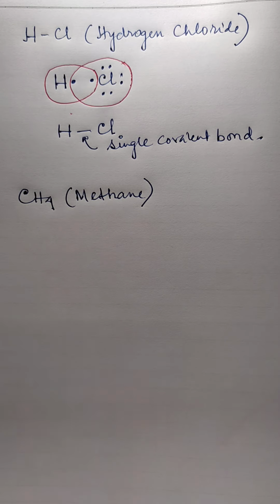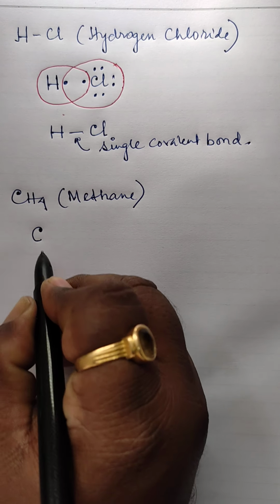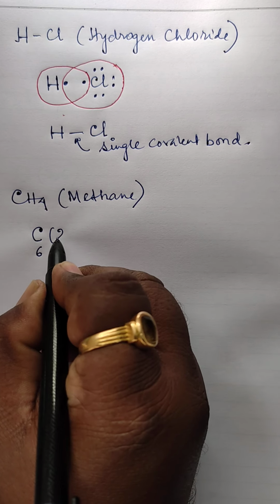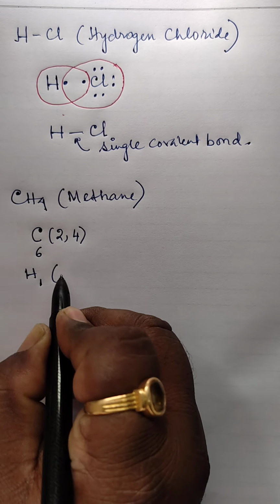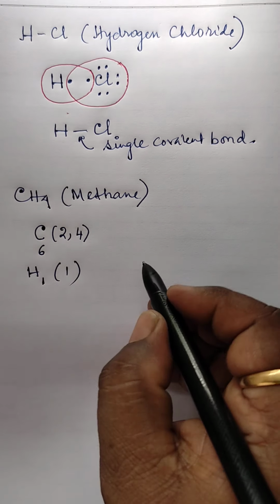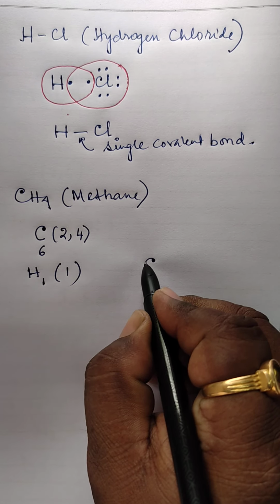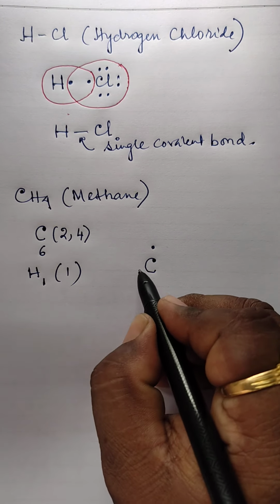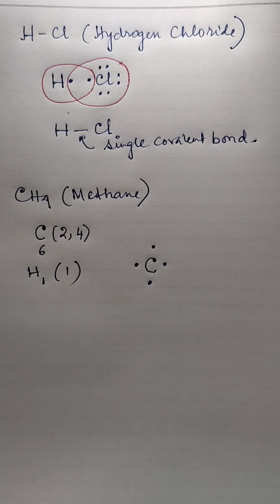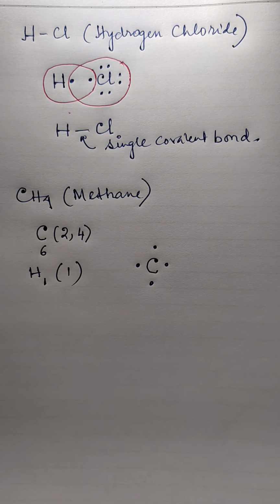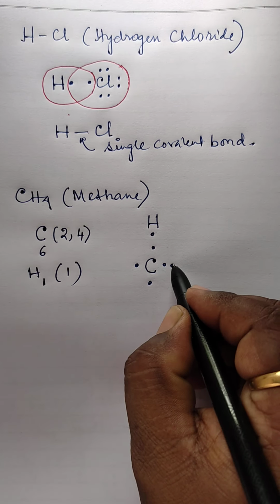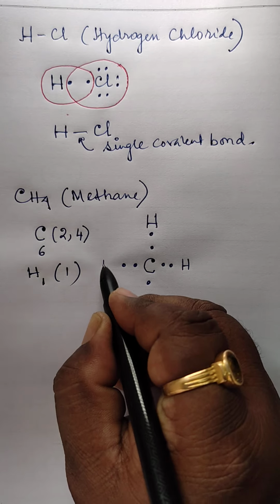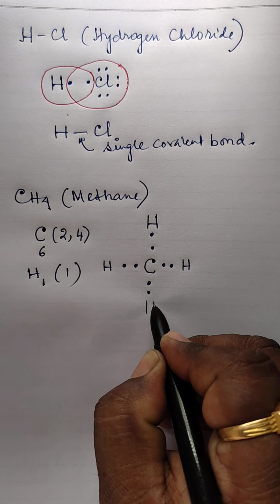In case of methane, carbon's atomic number is 6, which means it has 2 electrons in the first shell and 4 in the outermost shell. Each hydrogen has atomic number 1, that is, 1 electron. To draw the structure, first of all we write the symbol of carbon. There is only 1 carbon, and it has 4 electrons in its outermost shell. Each hydrogen has 1 electron in its outermost shell.